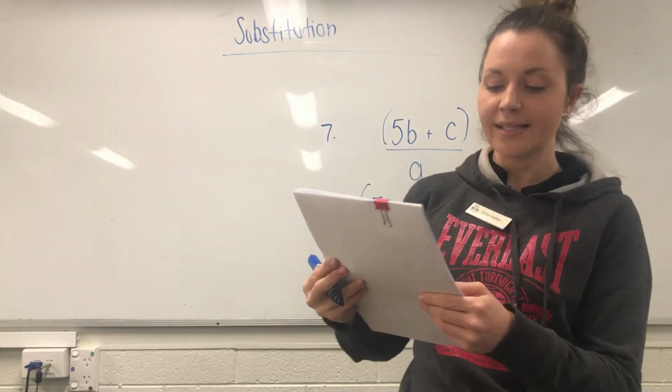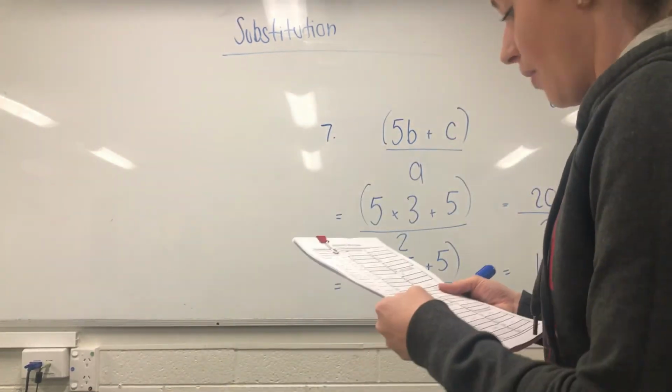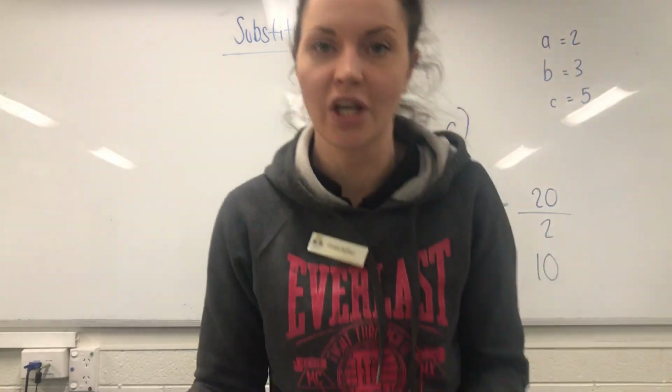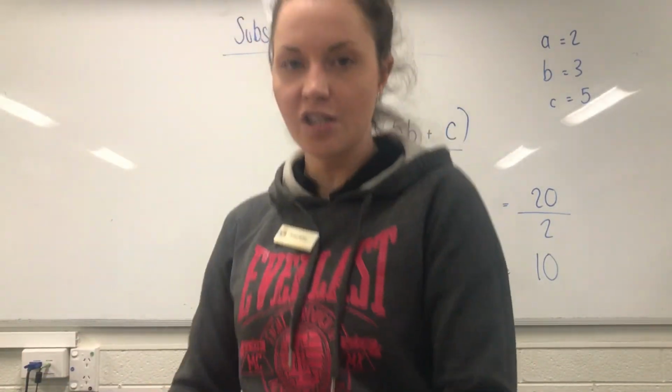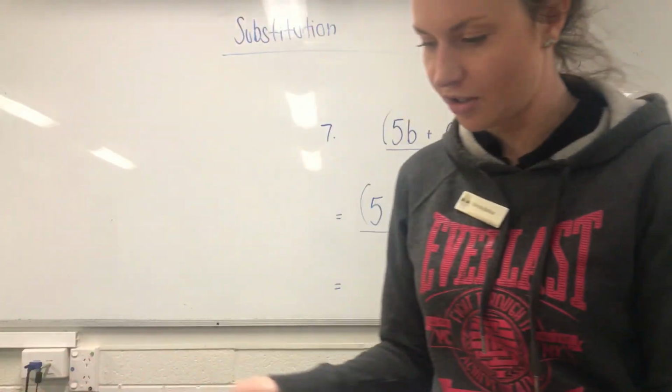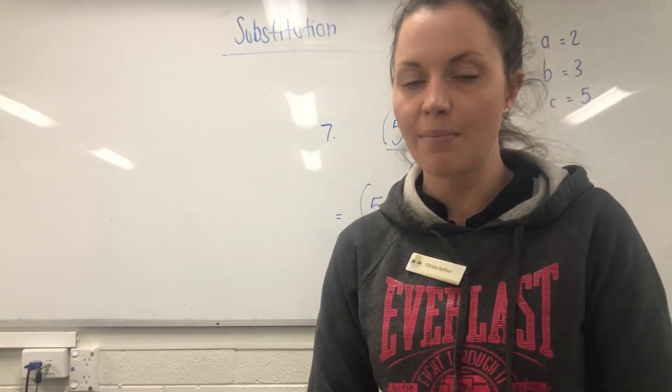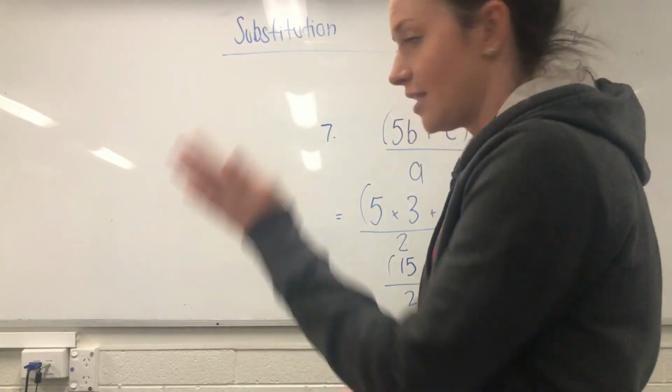So 5B plus C divided by A is equal to 10. Now, I'm going to stop the video because otherwise it will take too long to upload, and then I'll talk about the table of values. Effectively, the maths is all the same.